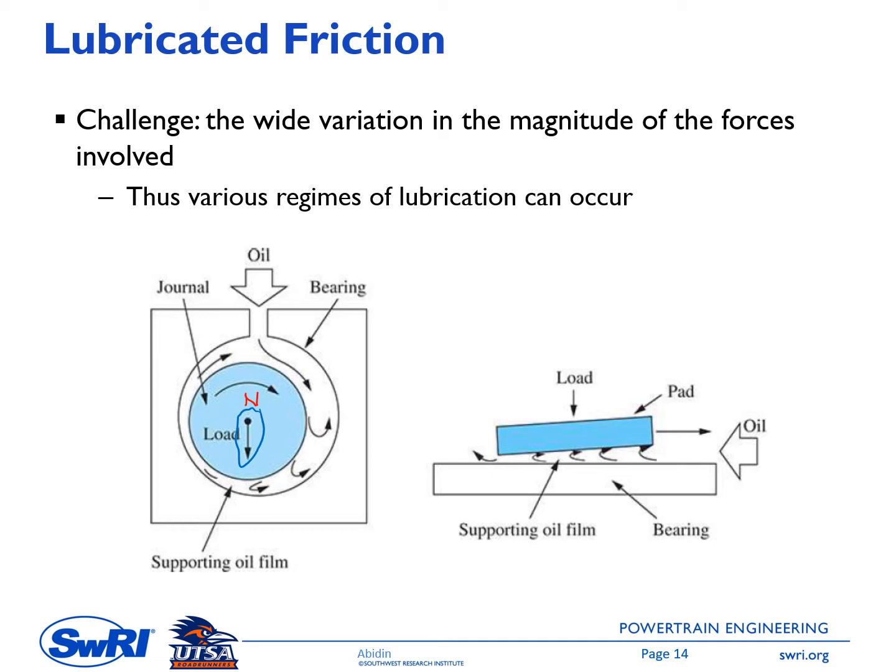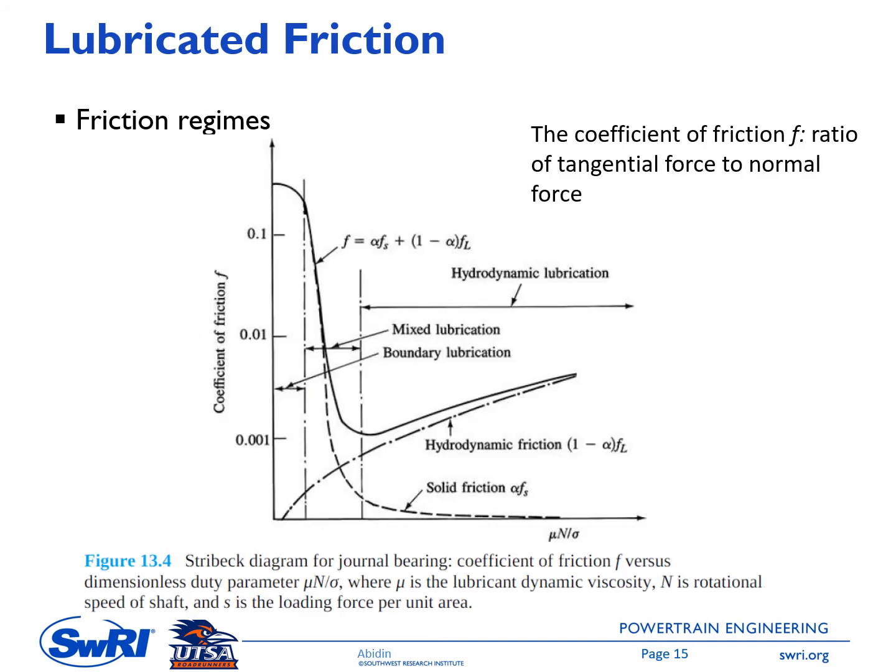And then on the right side we have a kind of sliding bearing. So we have a bearing here, and then a load here, and then we have a path, and then between this path and the bearing there will be a supporting oil film. The different regimes of lubricated friction are illustrated by the Stribeck diagram as shown in this figure.